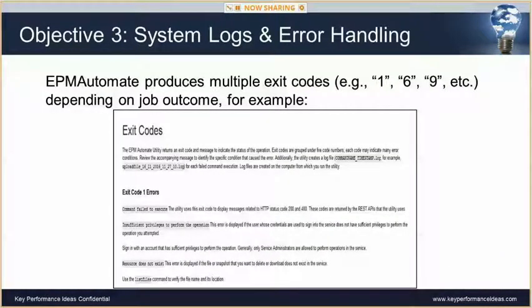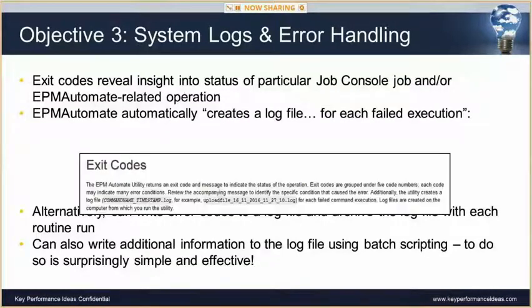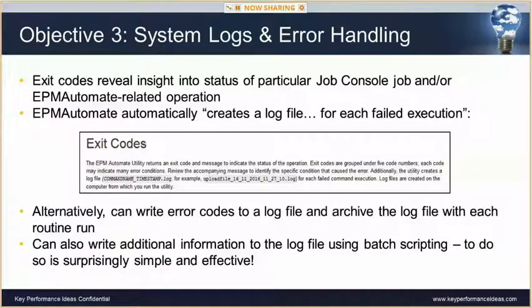So that's notifications. Let's expand on this further. Let's look at system logs and error handling. EPM Automate produces multiple exit codes, so 1, 6, 9, etc., depending on the outcome of the job. So, for example, exit code 1 could be for a number of reasons. The command failed to execute, resource does not exist, etc. They reveal insight into the status of a particular job console job and or EPM Automate related operation.